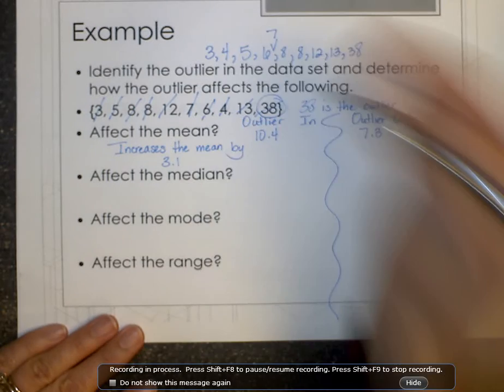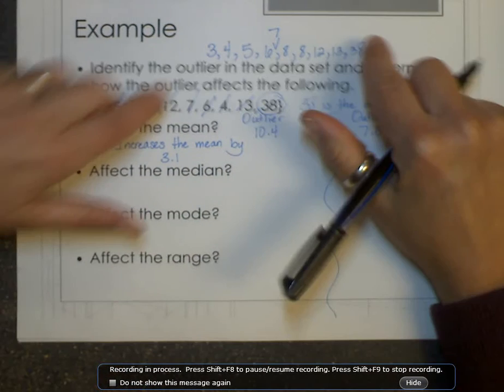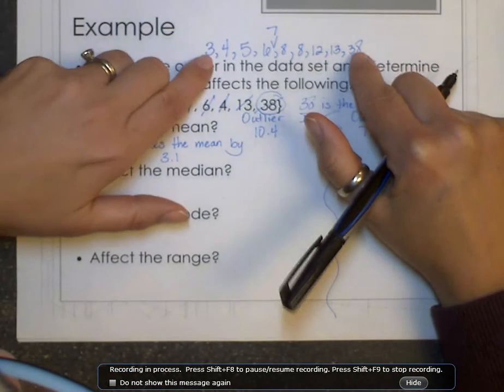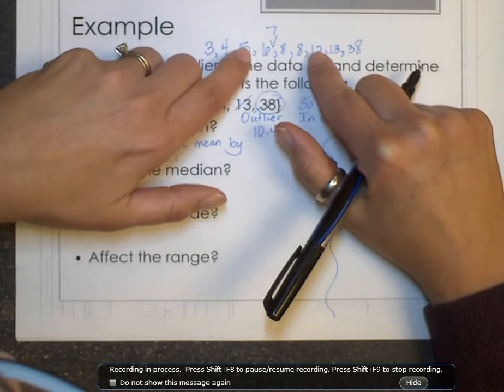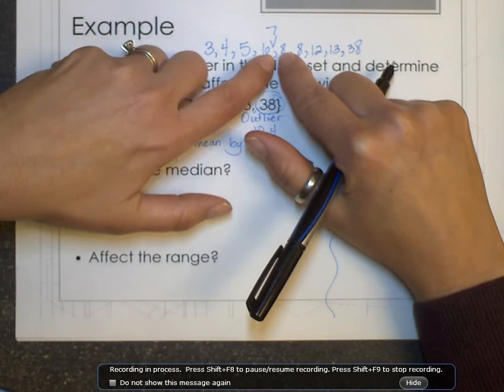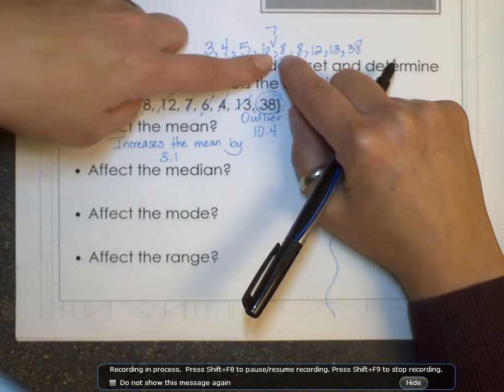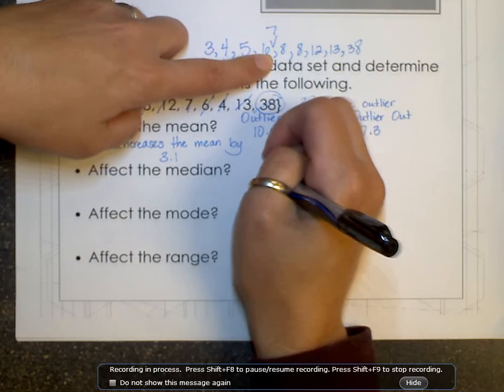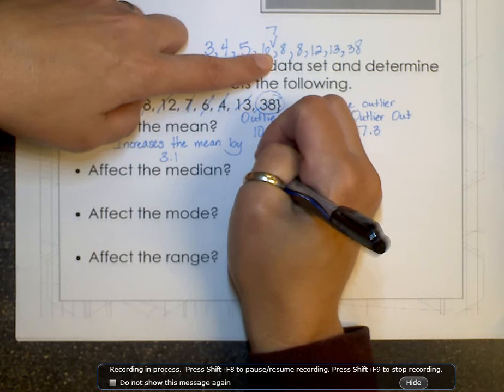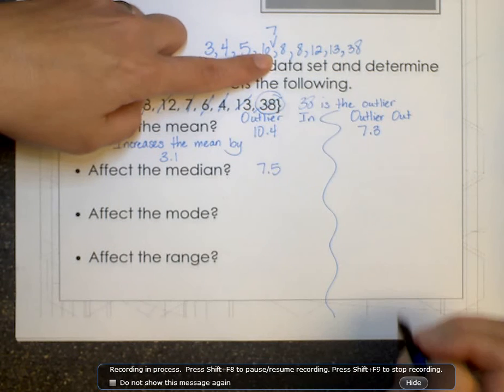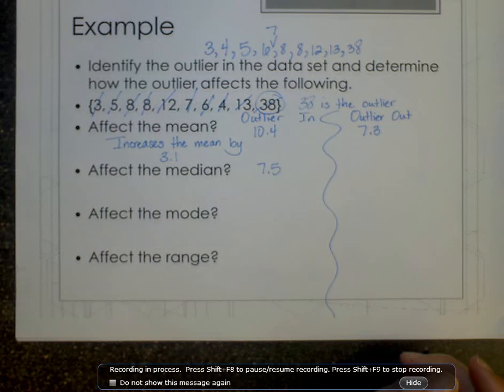All right, what is my middle number? Well, right now I have here, here, here, here, and then 7 and 8 are in the center. So 7 plus 8 is 15. 15 divided by 2 is 7.5. So with the outlier in, my median number is 7.5.